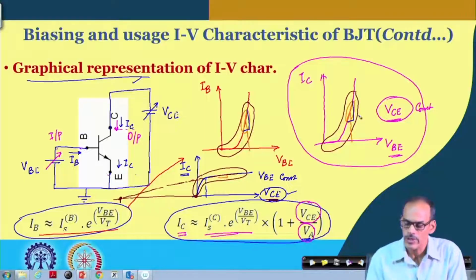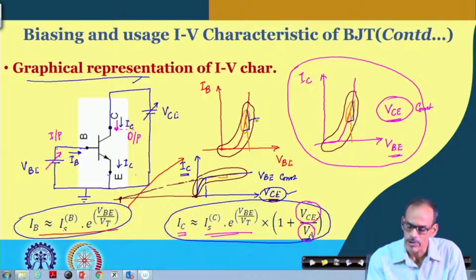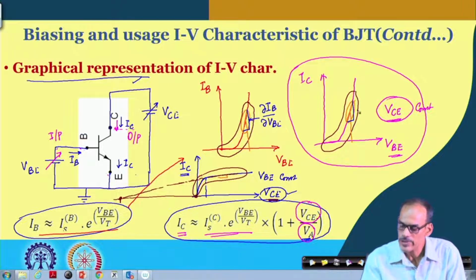So, whenever we will be going to the small signal model or equivalent small signal model, as we have discussed for the diode, the slope of this line is important, and the slope of this line, equation wise, is the change in IB with respect to VBE. Likewise here the slope is the change in IC with respect to VBE.